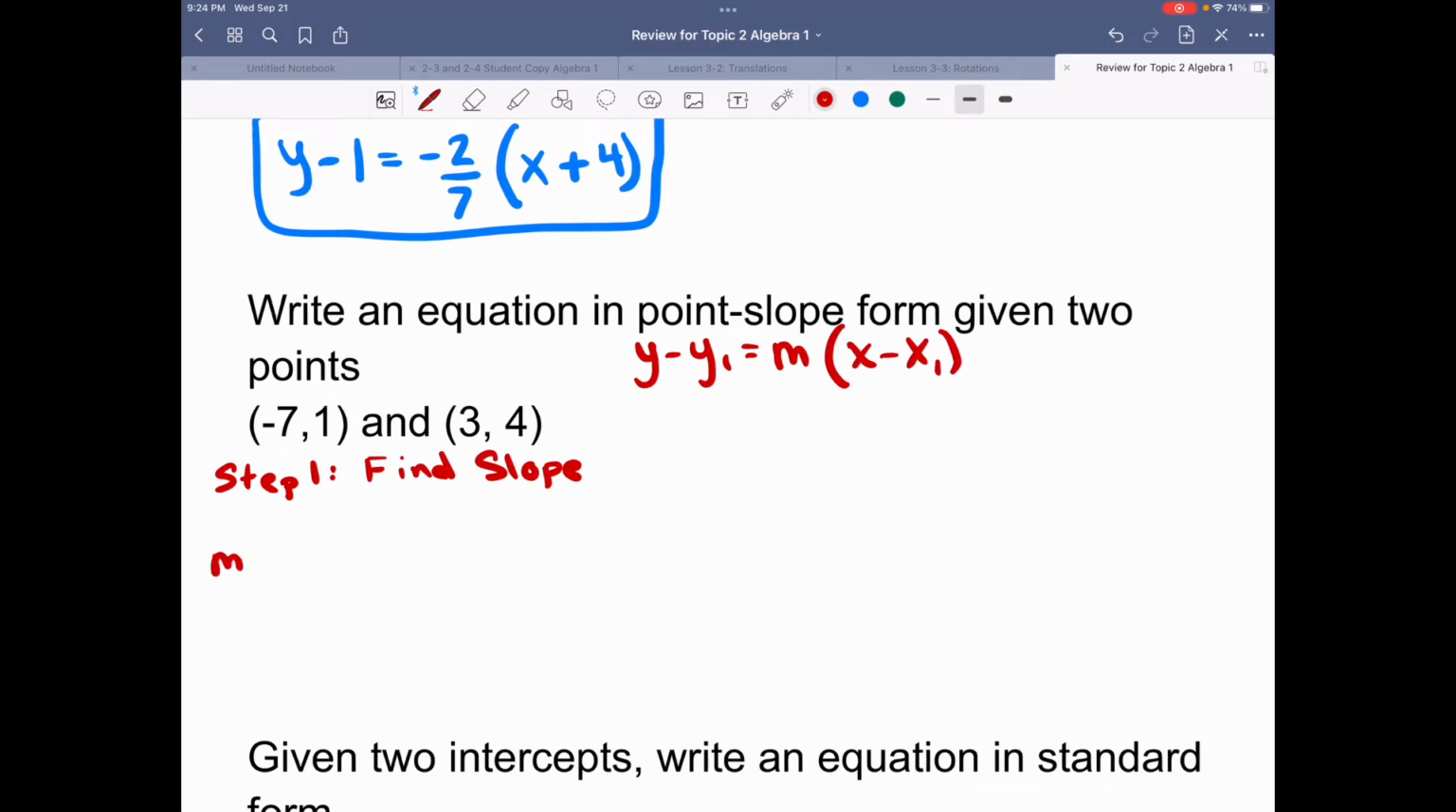Remember, slope is y2 minus y1, we subtract the y's, over x2 minus x1. Go ahead and label this as x1, y1, x2, y2. So the y2 is 4, and we're going to subtract y1, which is 1. What are we going to subtract on the bottom?